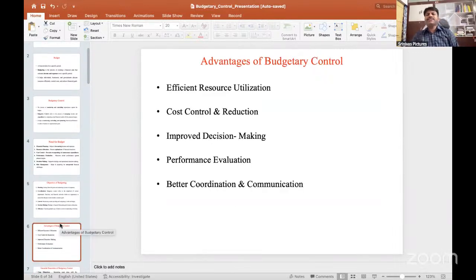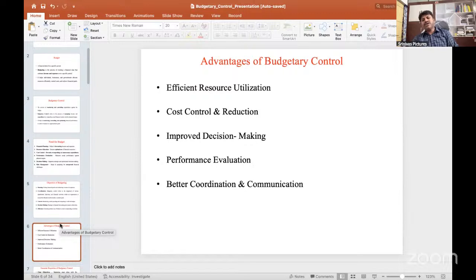And what is the advantage of budget? First, if you prepare the budget, with the help of that budget, efficient resource utilization will happen. Why is it going to happen? You have a plan. What is the source of revenue? What is the source of expenditure? Where are you going to spend? What is the source of generating revenue? So if you know that amount, if you know that base of funds, you are going to use those funds properly and efficiently.